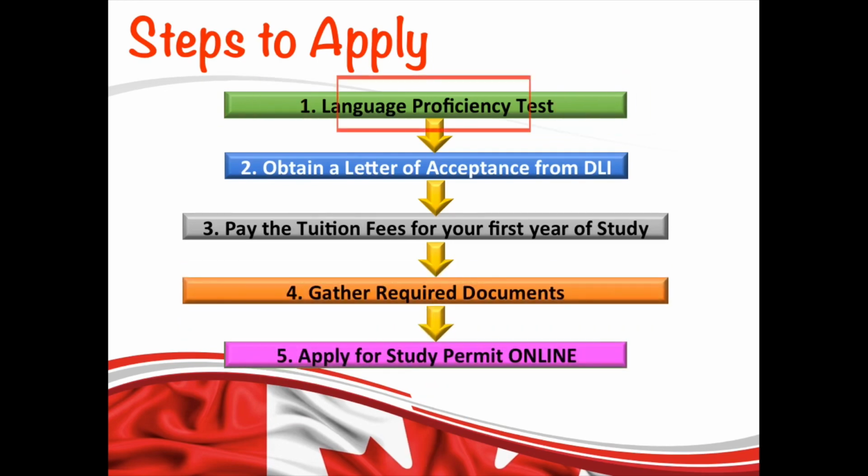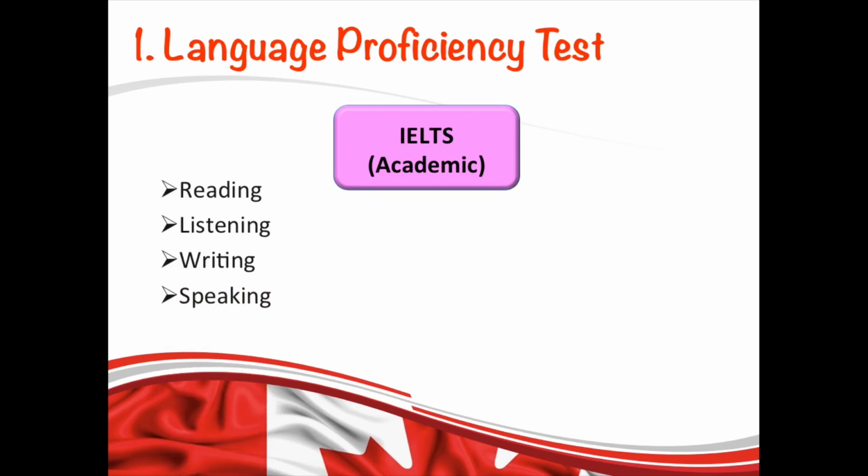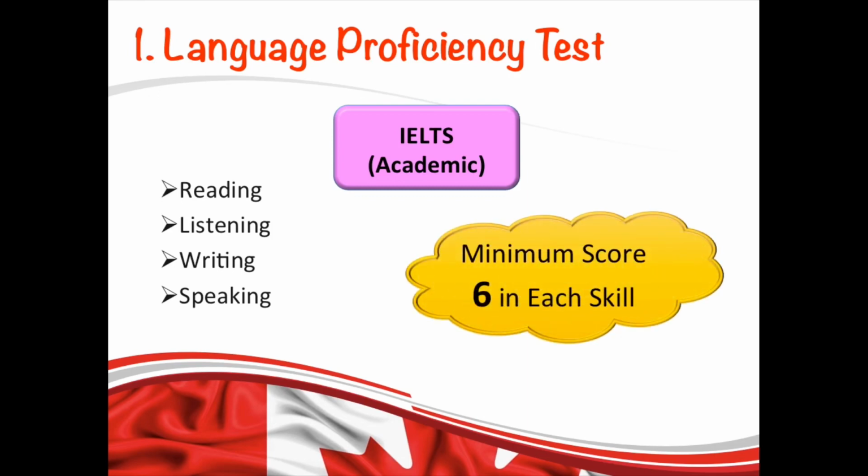So let's talk about the first requirement, which is the language proficiency test. For language proficiency, you need to write the IELTS Academic exam. For each skill, you will require a minimum score of 6 or more. This is one of the main differences between the regular study permit and this one, because if your score is less than 6, then your application will not be considered for this program.